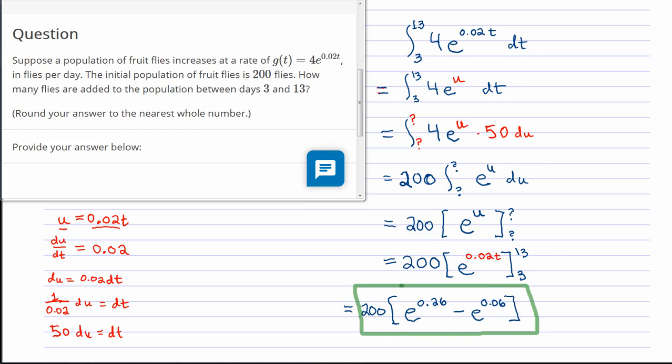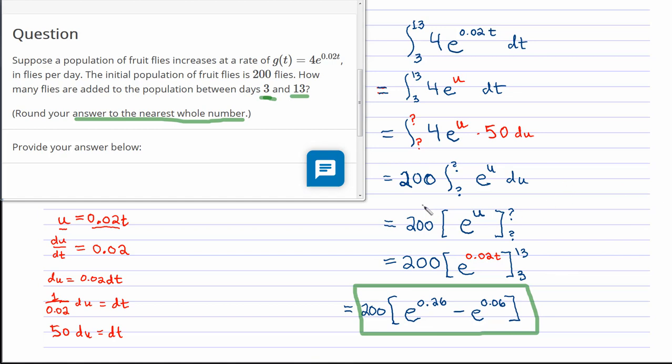That is the total change in fruit flies. So the total change in fruit flies from day 3 to day 13 is whatever this number is right here. Oh, and I guess it says it wants you to round your answer to the nearest whole number. So at this point, you get out a calculator and you figure out what this is.